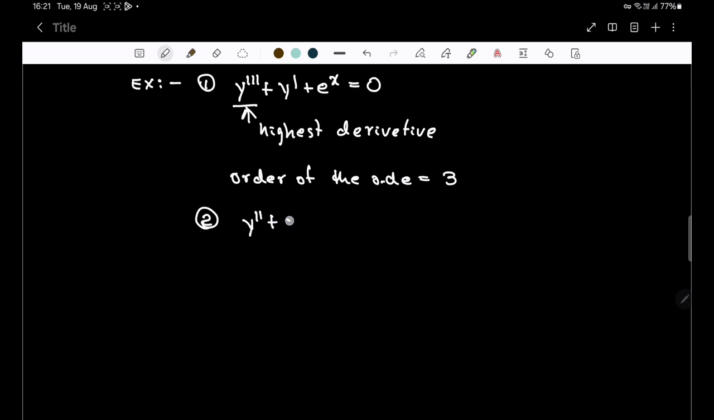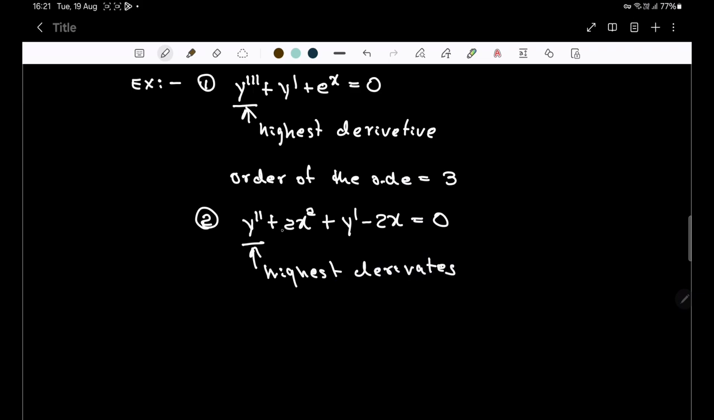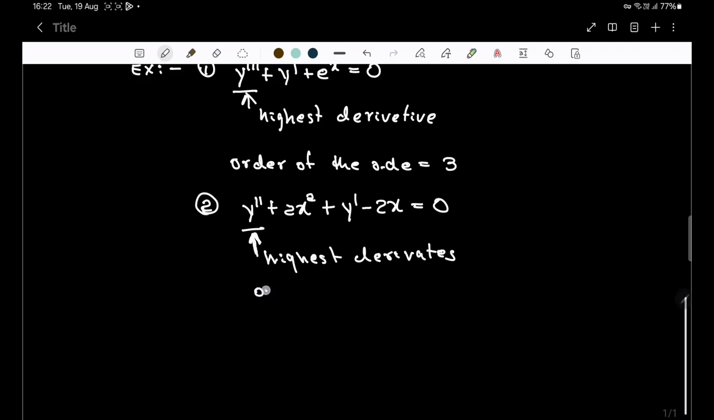Let's see another example. y double prime plus 2x squared plus y prime minus 2x equals 0. In this, y double prime is the highest derivative. In this equation, you can see there are two derivative terms, right? This is the higher order, the higher derivative term, right? Therefore, the order of the ODE is 2.